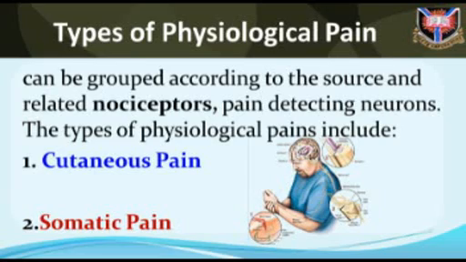These can be grouped according to the source and related nociceptors. Cutaneous pain. This type of pain is caused by injury to the skin or superficial tissues. Cutaneous nociceptors terminate just below the skin and, due to the high concentration of nerve endings, produce a well-defined, localized pain of short duration. Examples of injuries that produce cutaneous pain include minor cuts, minor (first-degree) burns, and lacerations.